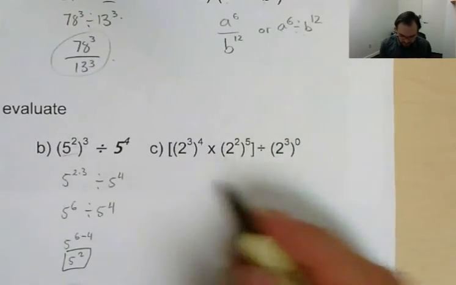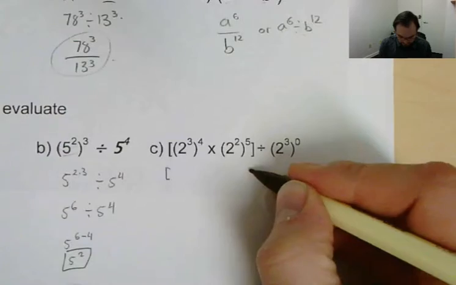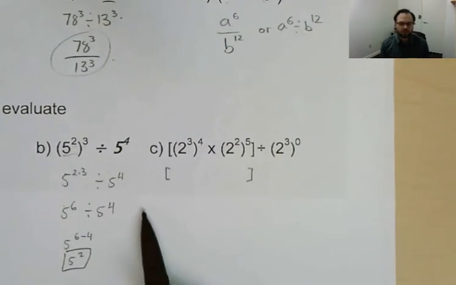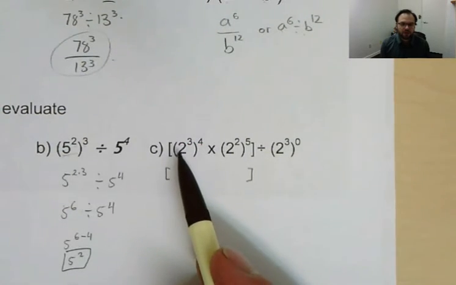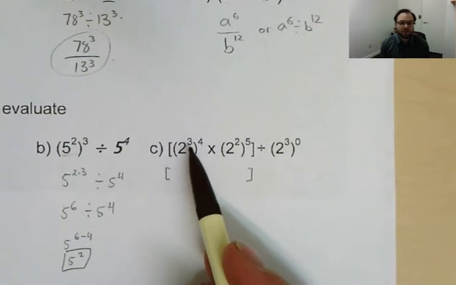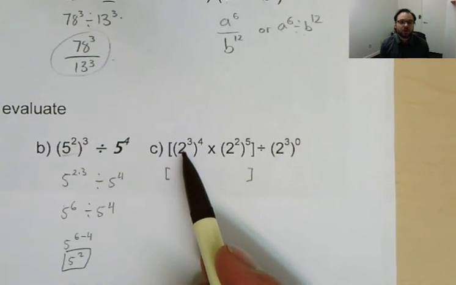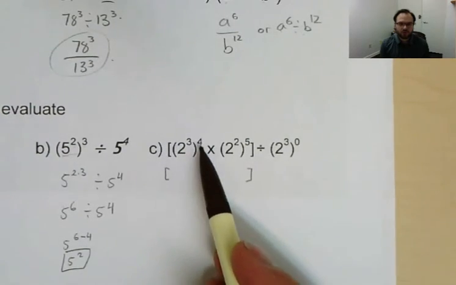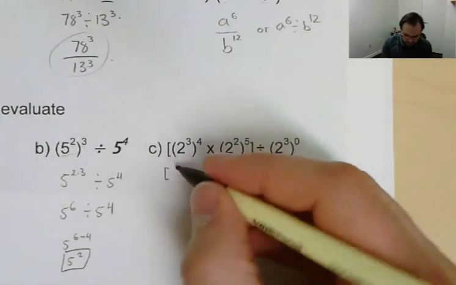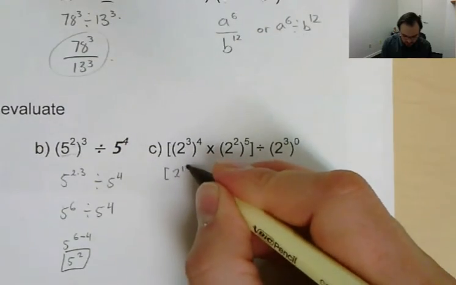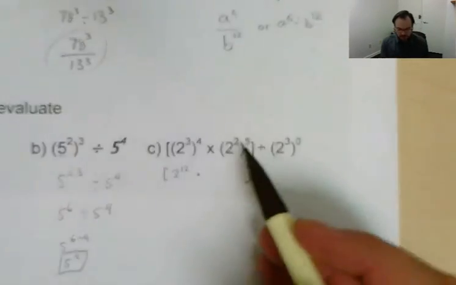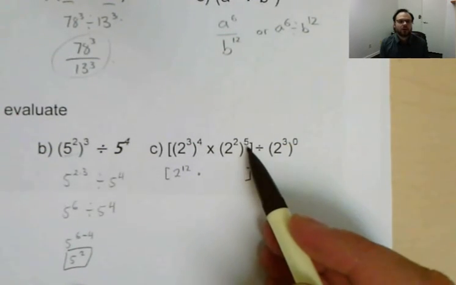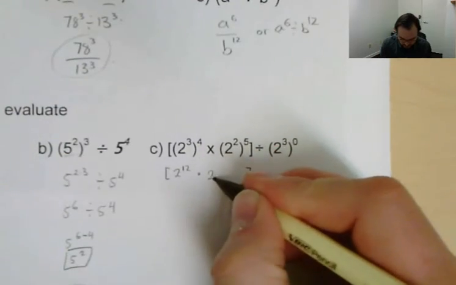Okay, so we must do everything in this big bracket first. So I look at this, I have a power to a power and a power to a power. Multiplication comes first. So I have 2 to the power of 3 to the power of 4. That means we have 4 groups of 2 to the power of 3. So I have 4 groups of 3 2s. 4 groups of 3 2s, that's 2 to the power of 12. 3 times 4 is 12. Now I'm going to multiply that by, here I'm saying I have 5 groups of 2 groups of 2. So 5 groups of 2 2s. That's going to be 2 to the power of 10.